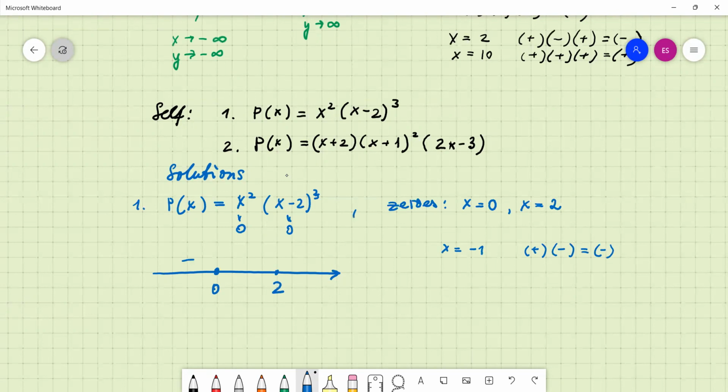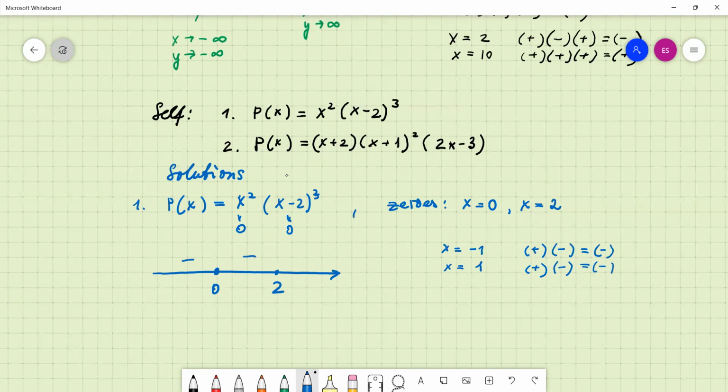Next, the interval between 0 and 2, I'm going to use x equals 1. So 1 squared is still positive. And 1 minus 2 is still negative. Again, 1 minus 2 is -1. If you cube it, it's still going to leave you with minus. So you're going to get a minus again.